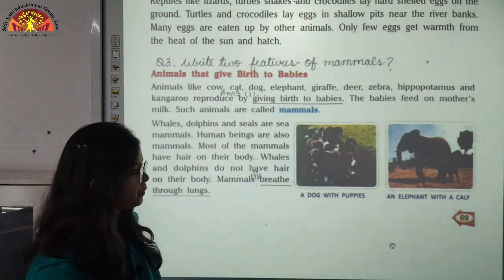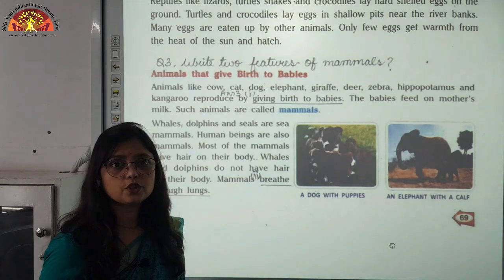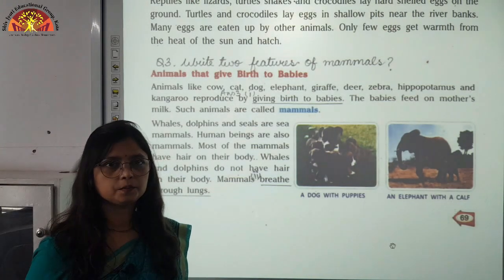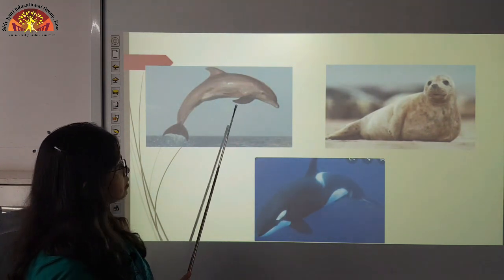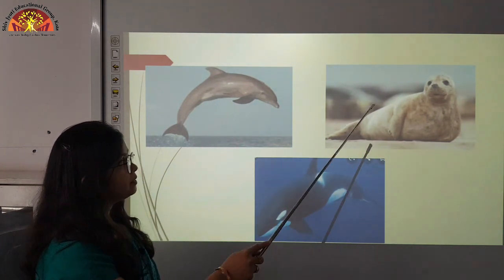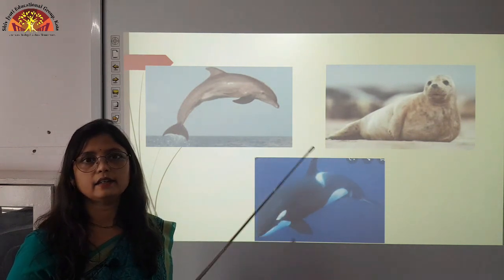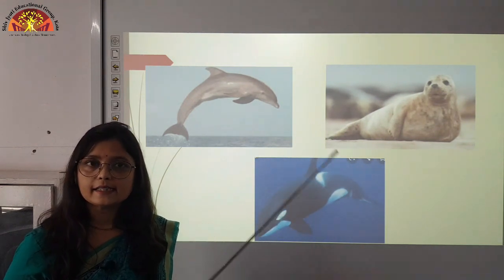So let us see some of the mammals which do not live on land. These are the sea mammals. Now see children, this is a dolphin, whale, seal. These are the mammals which do not live on land. These are the mammals which live in the sea, okay.